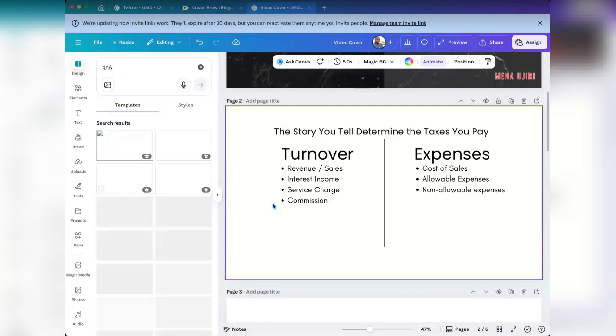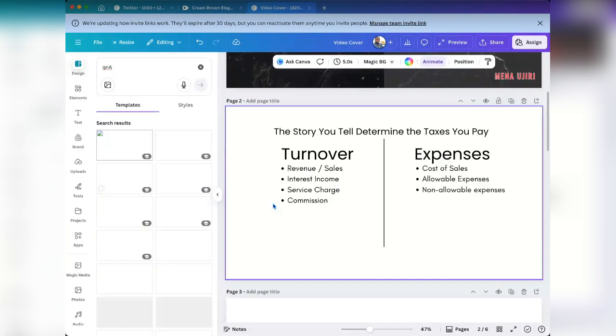So if you are within the small business bracket, your turnover will decide that. If you are in the big business bracket, your turnover will decide that. Going forward, it is the turnover that would be used to compute whatever taxes you owe. So they are very much interested in your turnover as a business owner. Now, when it comes to the story you're telling the taxman, for different types of businesses, turnover means different things, and I've listed the four common types of turnover.